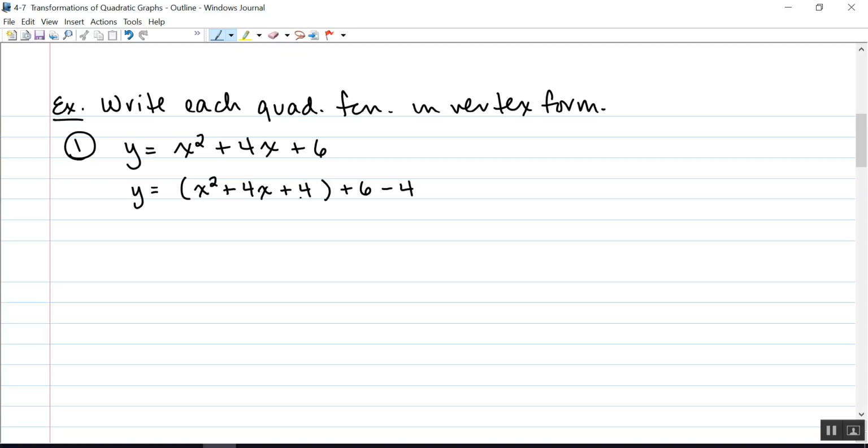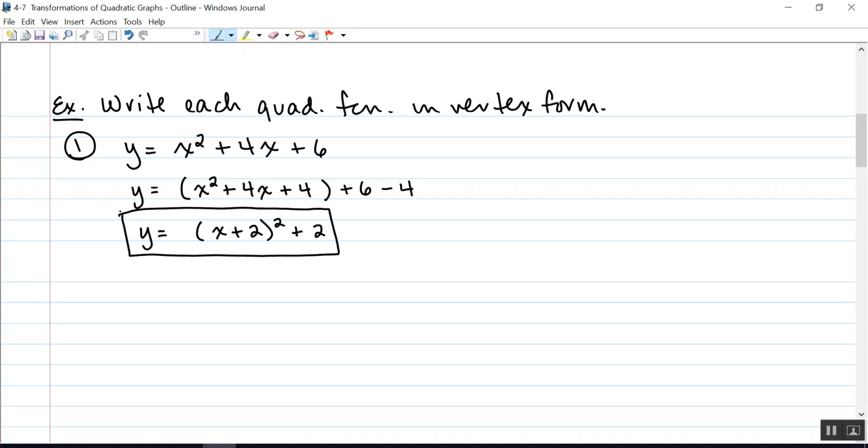You would only do a plus 4 on each side if I was actually doing it over there, but I don't want it over there. I want that to stay y. So now I'm going to factor this trinomial, and that will factor into x plus 2 squared. Simplify those, and that becomes a plus 2. And that's the vertex form of this parabola.